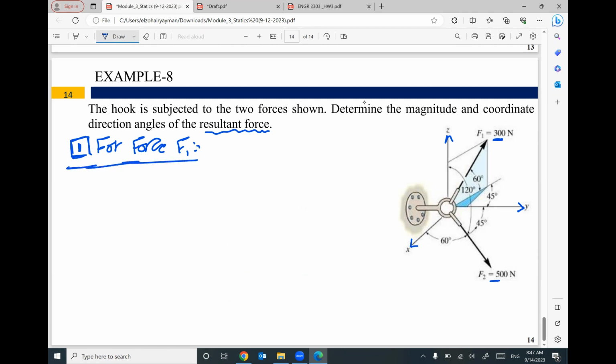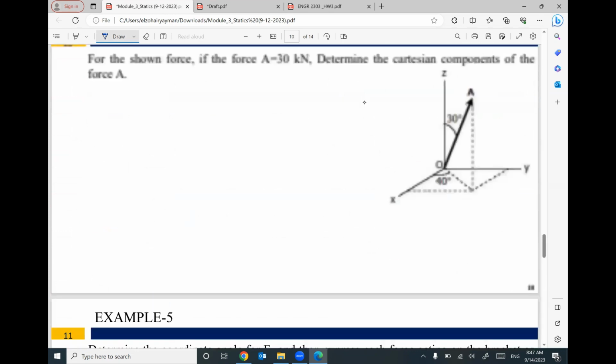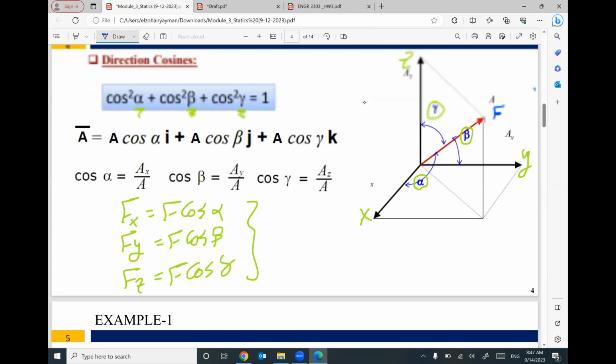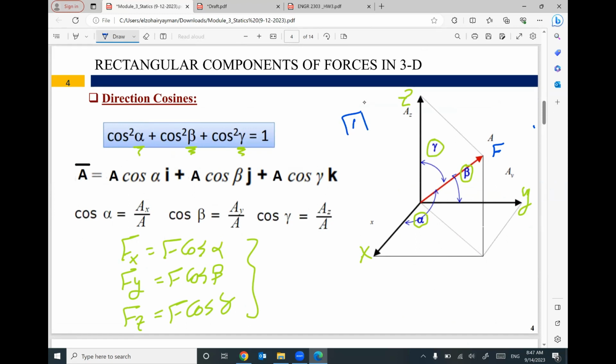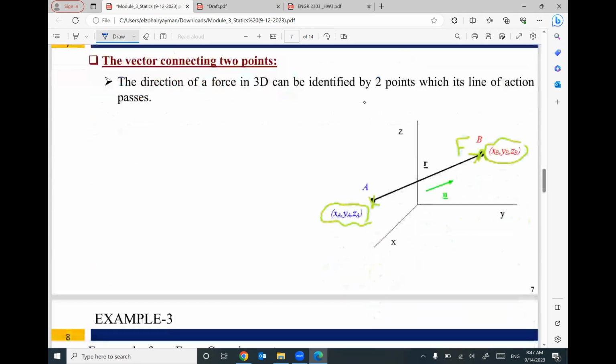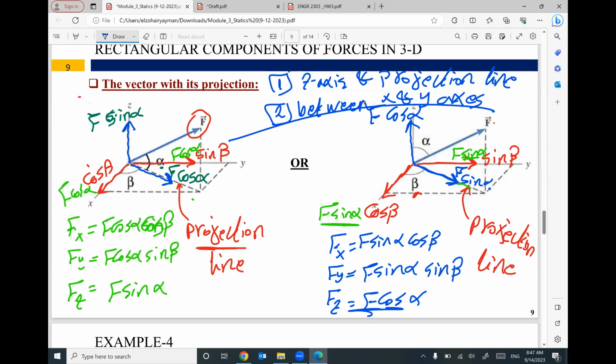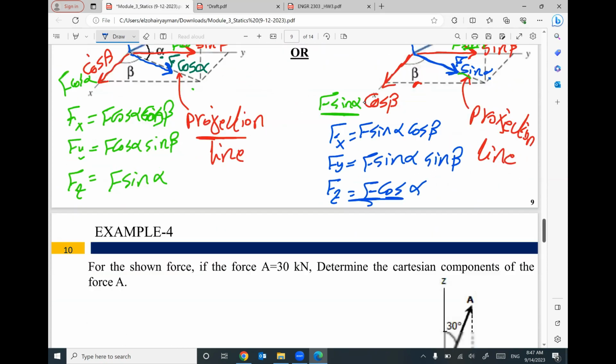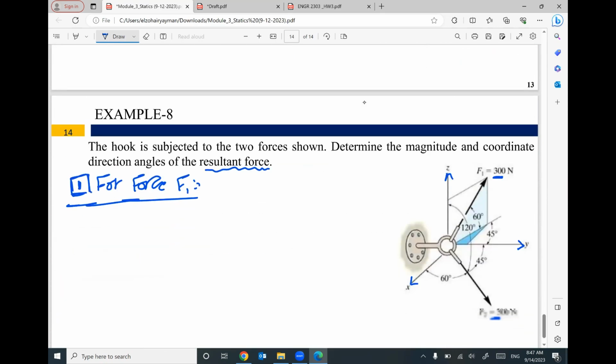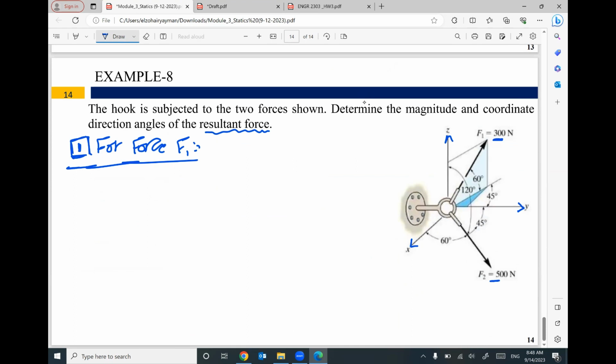The question at this moment is: is your force F1 case number one, where we are given three angles alpha, beta, gamma between the force and X, Y, and Z? Or is it a force passing through 2 points and you can figure out the coordinates of the 2 points? Or are you given a projection line and you can figure out the three components using this technique? This is the most important question you need to answer before starting. Let's go back to F1.